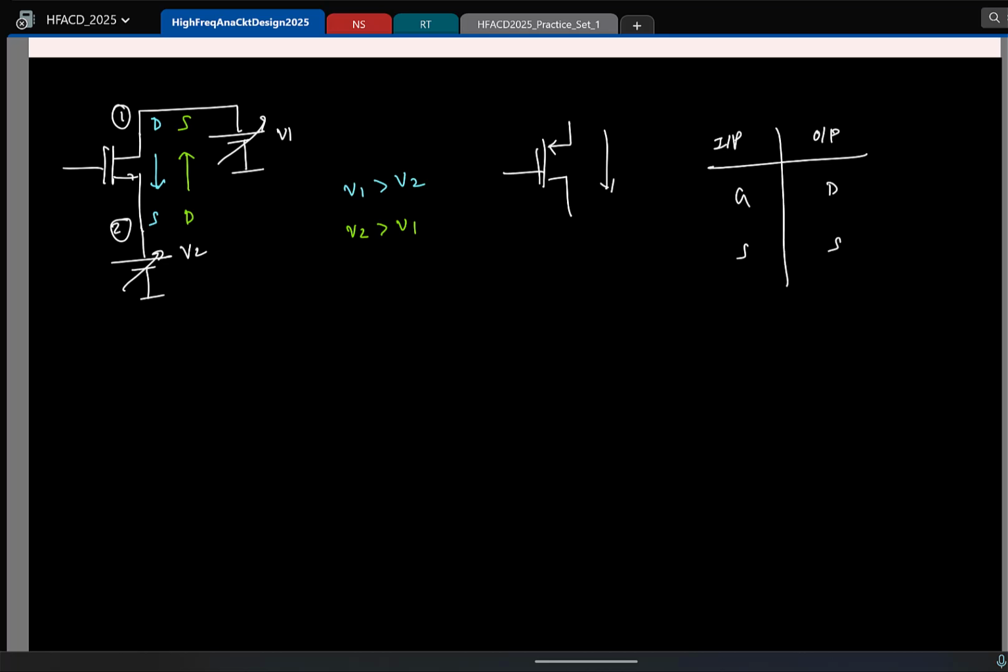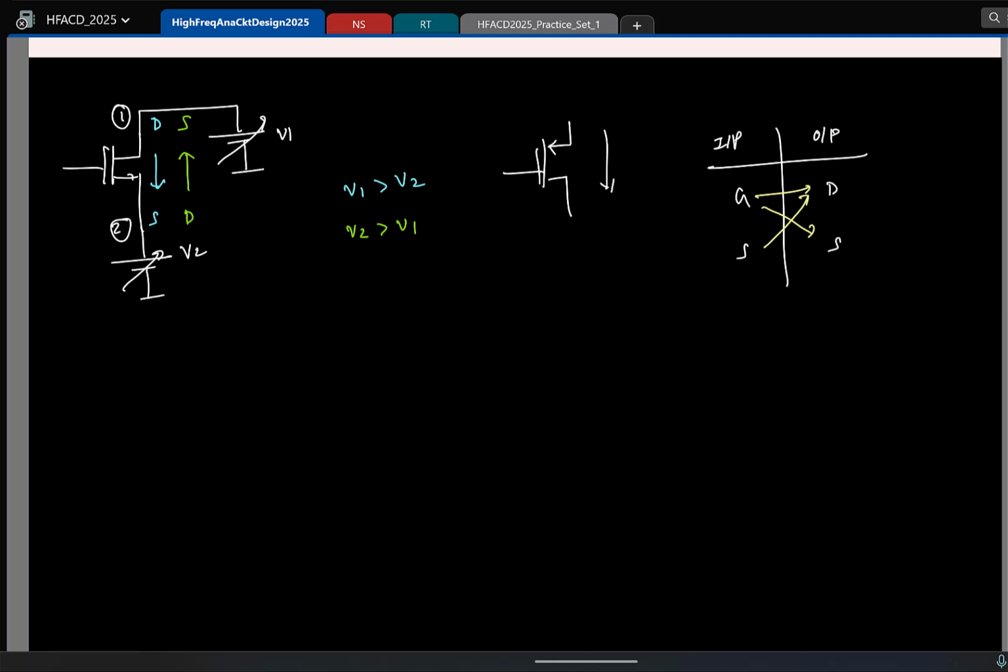So now you have combinations to play with. You can apply the input at the gate and tap the output from the drain, input at the gate and output at the source, input at the source and output at the drain, and this gives rise to the 3 basic configurations that you would have already learned. Let's quickly brush them up and move on.